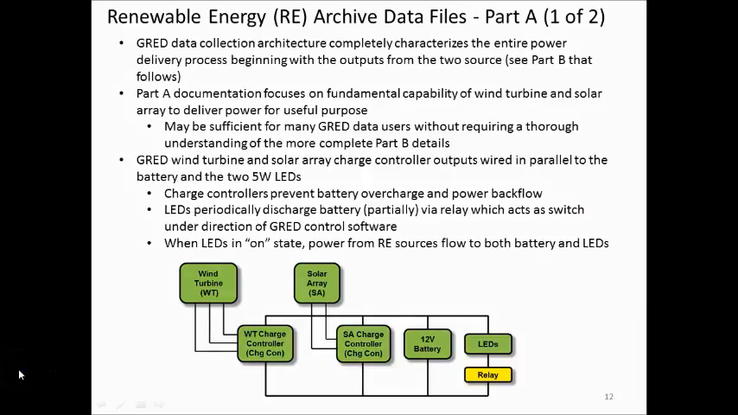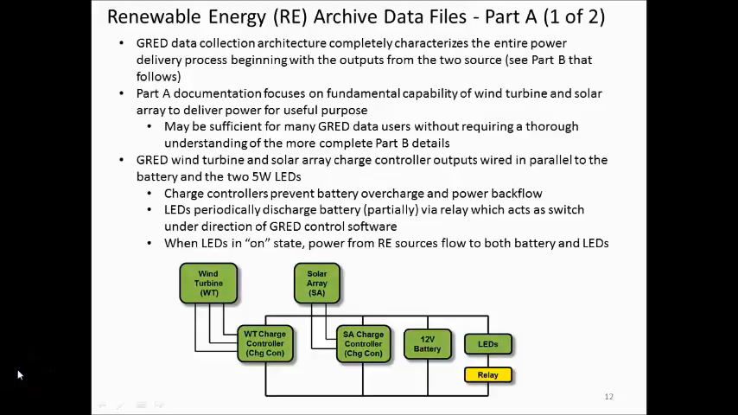I'm going to talk about the renewable energy archive files in two parts. The 7 GRED voltage and current sensors provide a complete characterization of the power delivery process from the wind turbine and the solar array, as will be discussed in detail shortly.